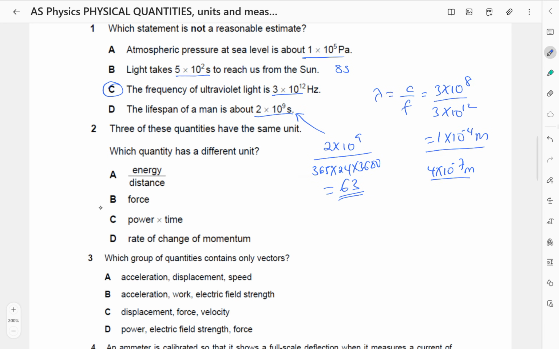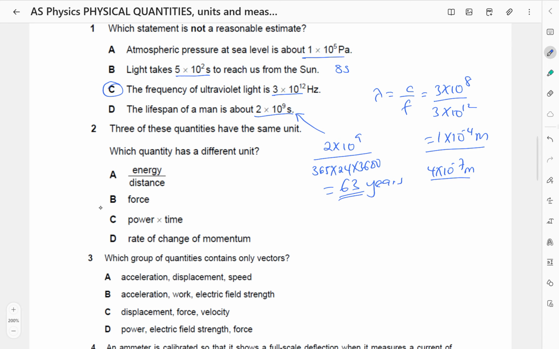3 of these quantities have the same unit. Which quantity has a different unit? By the way, this was years. I think in some countries like Japan, the lifespan is around 75 and above. Which quantities have a different unit?